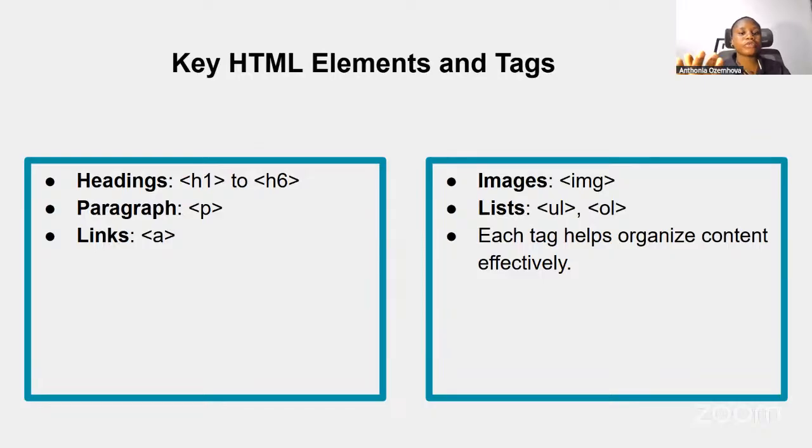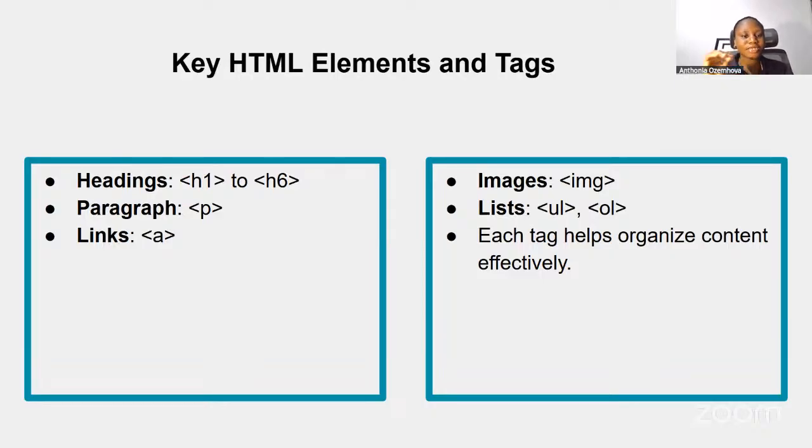Then we also have what we call the list: the UL, which is the unordered list, and the OL, which is the ordered list. Now, when we say unordered list, that means you want to list using bullet points. When you use the ordered list tags, that means you want your list to be numbered 1, 2, 3, 4, 5, and so on. But when you use the UL, you introduce the unordered list, which is the bullet point.